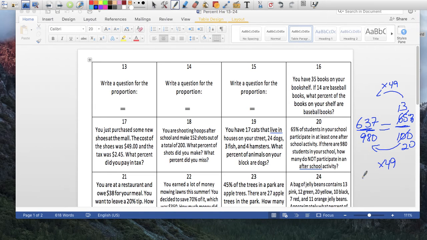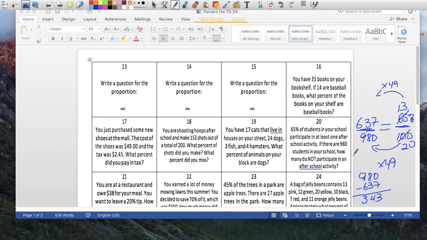So how many do not? Well, it'd be the difference between 980 minus 637. And if you subtract that, you're going to get 300. Ooh, no. 980 minus 637. 343 kids. How is it 300? Okay, yes. 343 kids do nothing. They don't participate in anything.